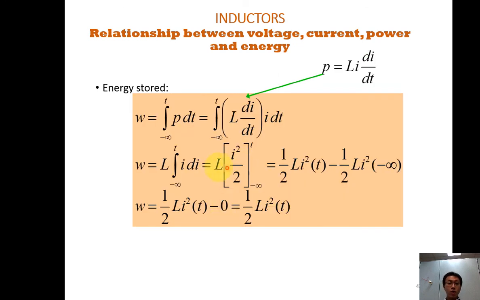Let's have a look at the energy stored. We use this general equation, then we put in the P that we have, and it becomes half L i squared. It is analogous, equivalent to the capacitor. The energy stored in a capacitor is half C v squared. For the inductor, it is half L i squared.